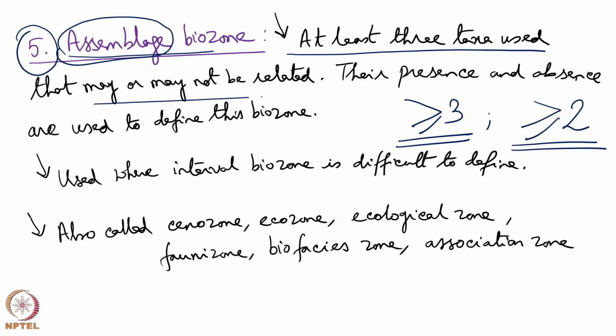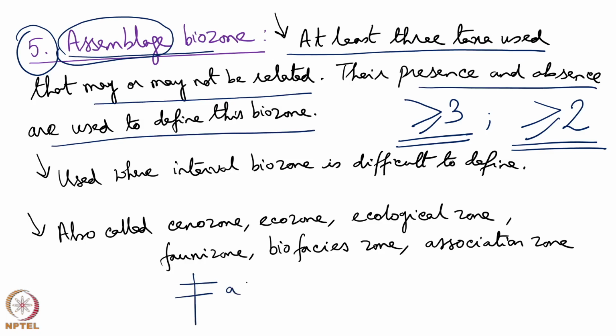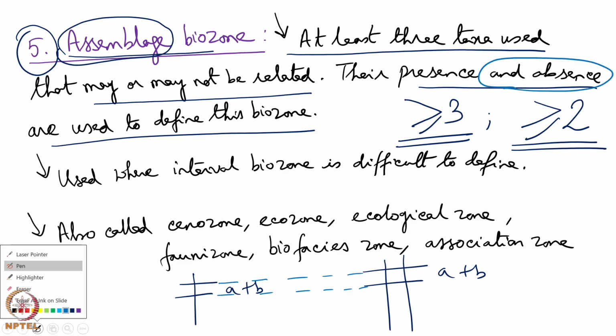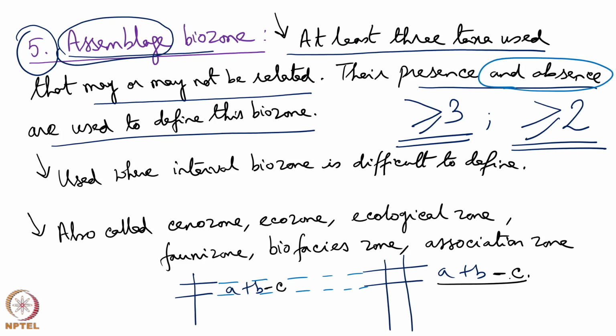These taxa may or may not be related to each other, and their presence and absence are used to define this biozone. That means, say in this succession we have got A plus B, and in another place we are getting the occurrence of A plus B, then you can say that we are defining A plus B as an assemblage biozone, and we have correlated, and absence of taxa has also been referred. For example, A plus B, and then you define C must be absent, minus C. So, here I am writing A plus B minus C.